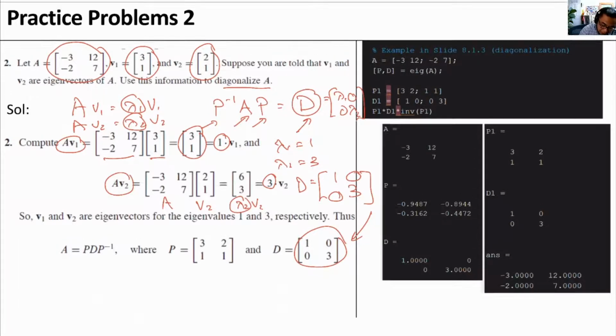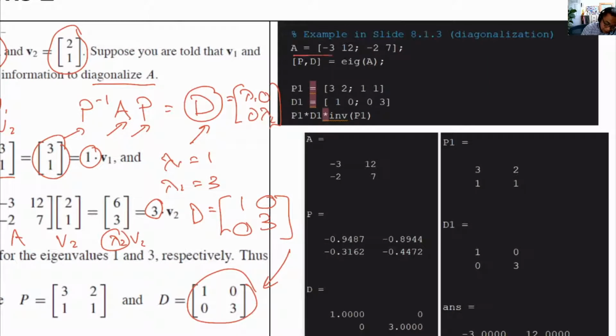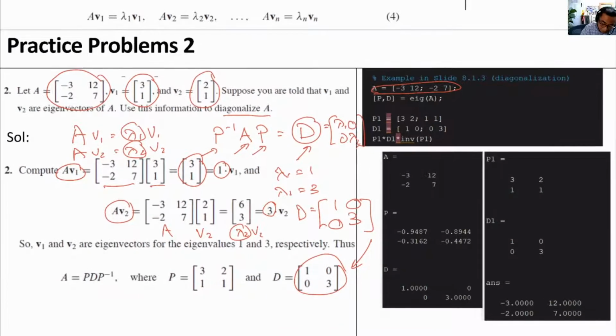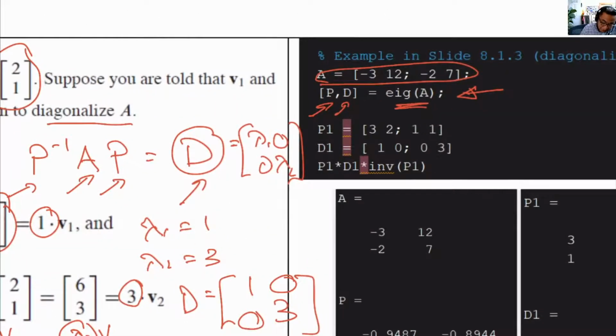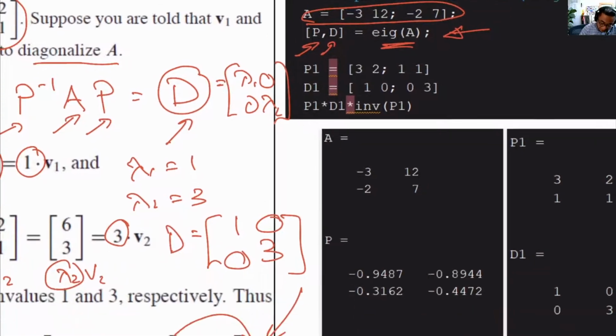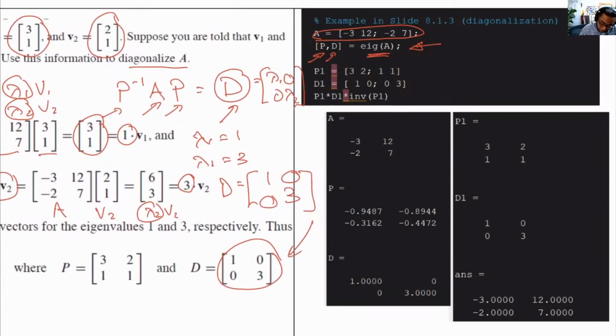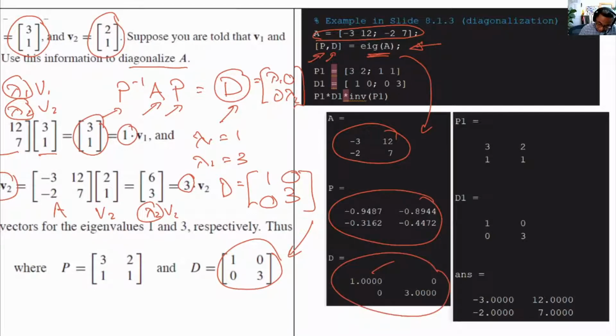Alright, let's do a sanity check. We have A here, and to get MATLAB to perform eigenvalue decomposition, we send A into the function eig, expecting two matrices, P and D. P holds the eigenvectors, D holds the eigenvalues. So here's the answer. This is A, this is P, and this is D. We see that we got D correct, 1 and 3.